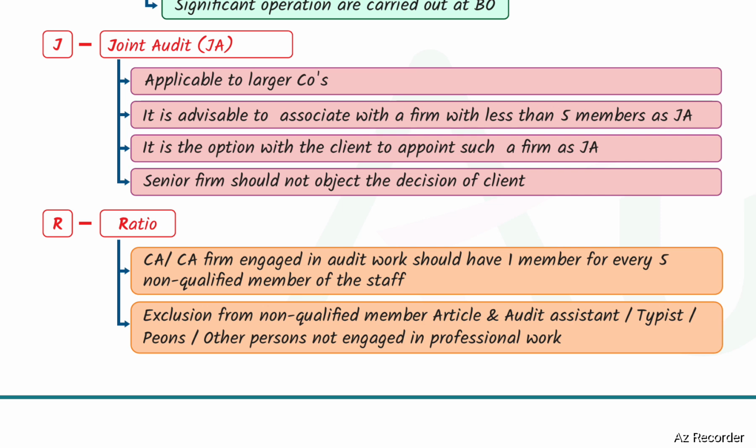Ratio. CA or CA firm engaged in audit work should have 1 member for every 5 non-qualified members of the staff. Exclusion from non-qualified members: article and audit assistants, typists, peons or other persons not engaged in professional work.